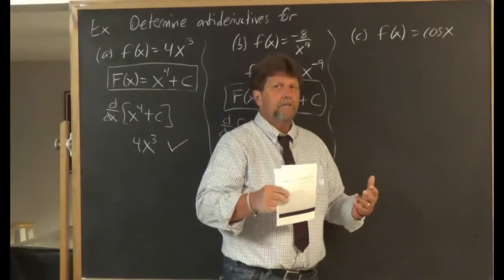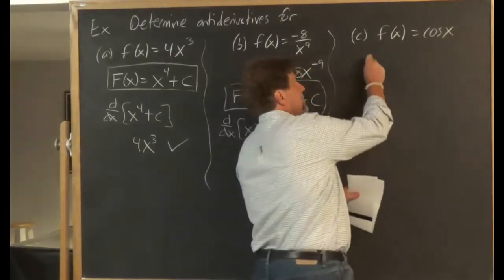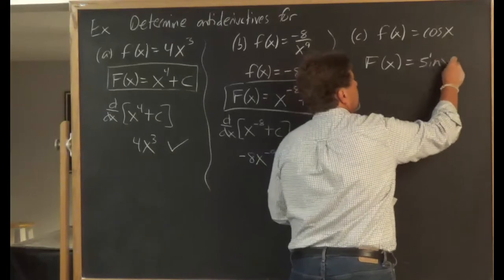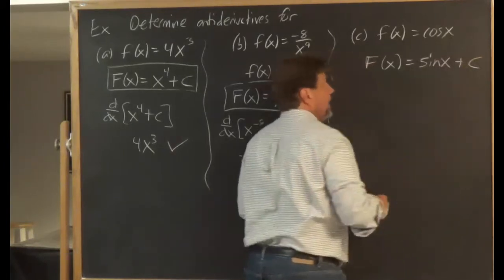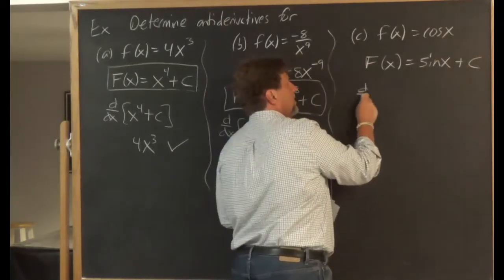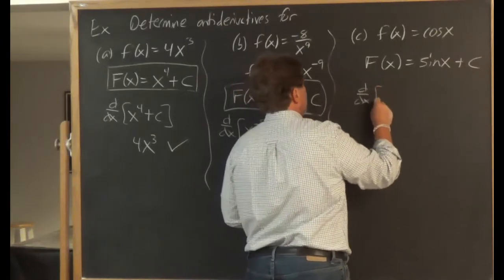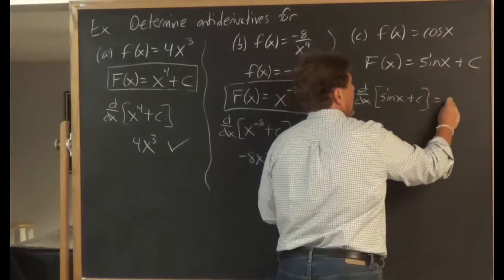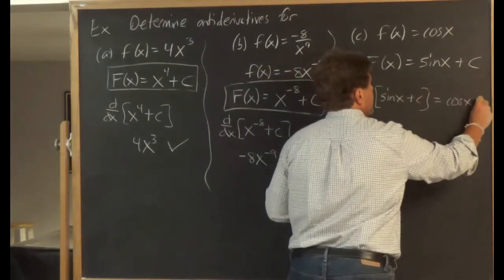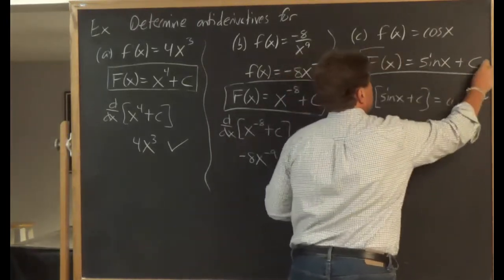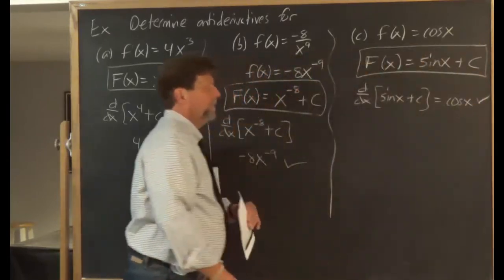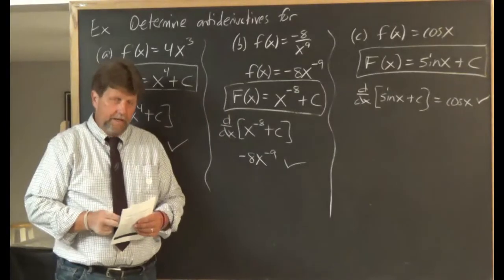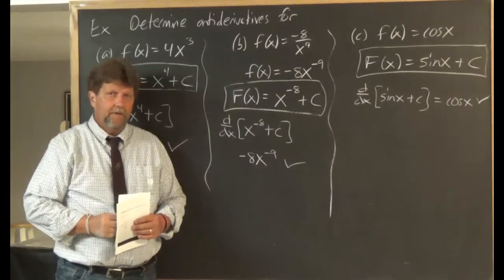What function has a derivative of cosine x? Hopefully you said it is sine x. Don't forget the plus c. And we know we're correct by differentiating sine x plus c, and that gives us cosine x. It checks. So let's head back to the slides and see what more we can do with antiderivatives.